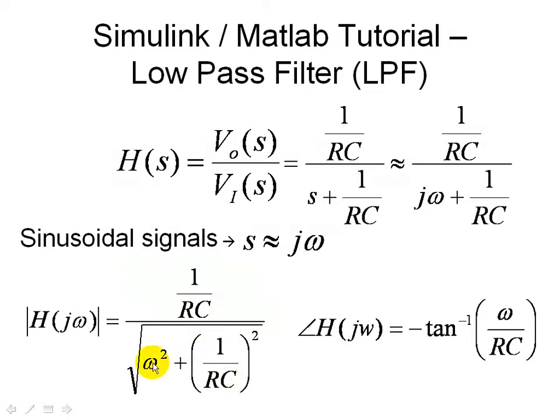Now when omega is equal to 1 over RC, which we call the cutoff frequency, and in our example it will be 10 radians per second when we do the Simulink and Matlab demo, then the magnitude decreases by 3 dB, or goes to the 0.707 point. And that's a quick review.